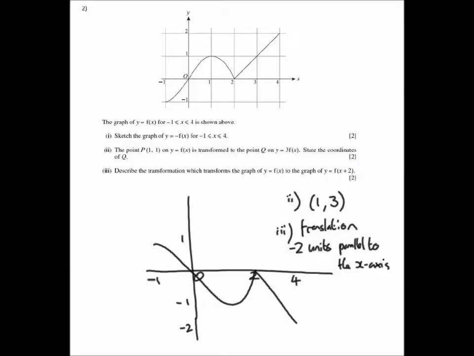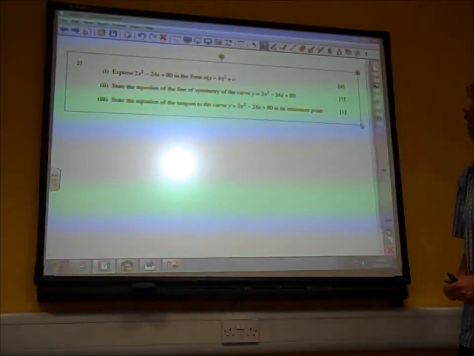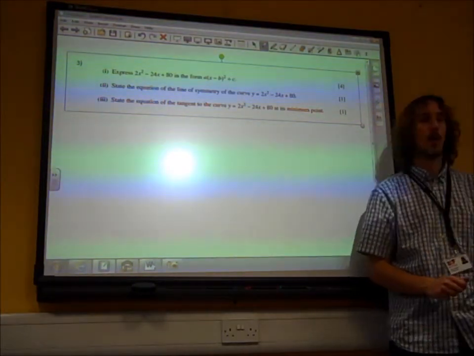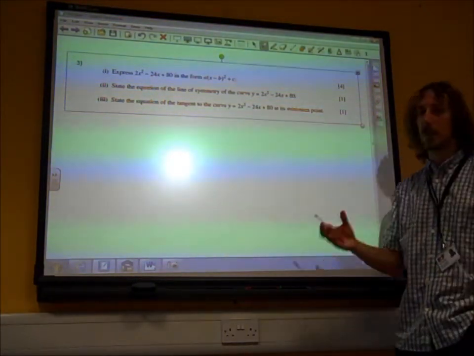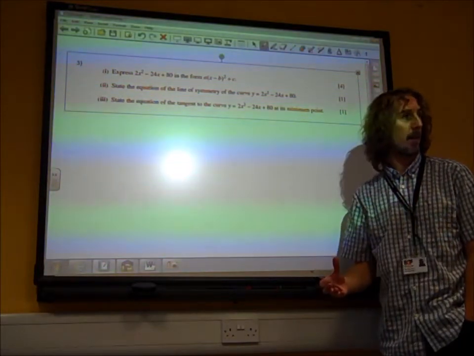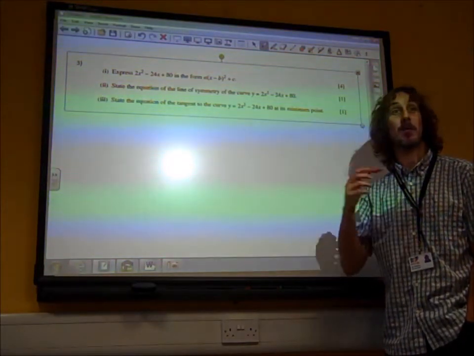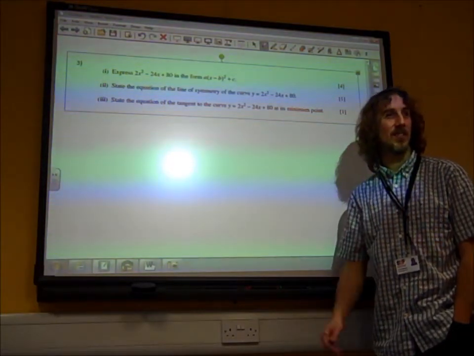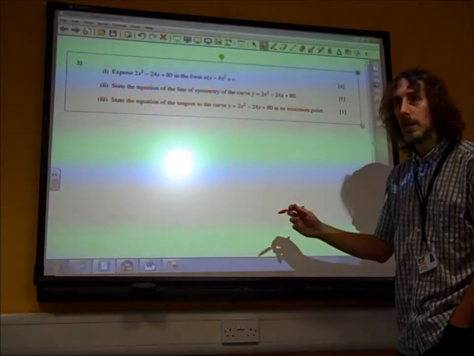Okay, and we're on to question 3, which is throwing in another of these completing the square questions, which we're getting really good at. And we need to be good at completing the square because it's going to come back when we finally get round to doing the circle after half term.